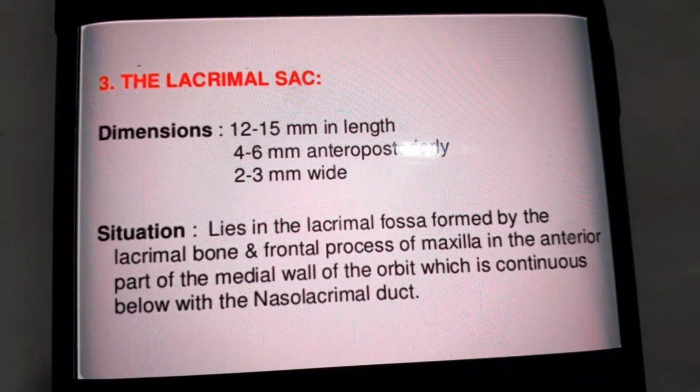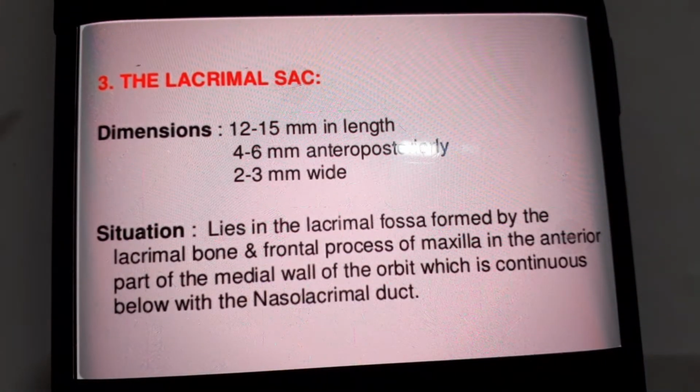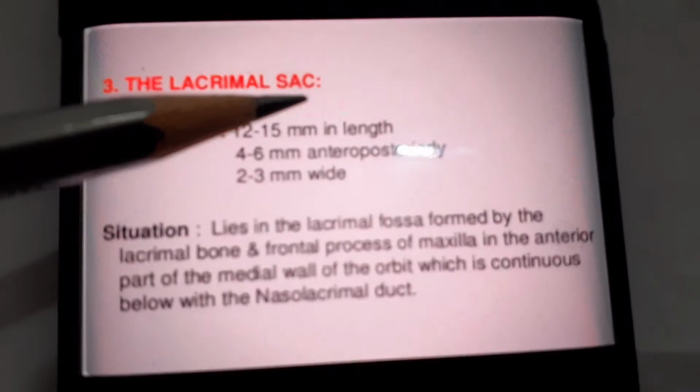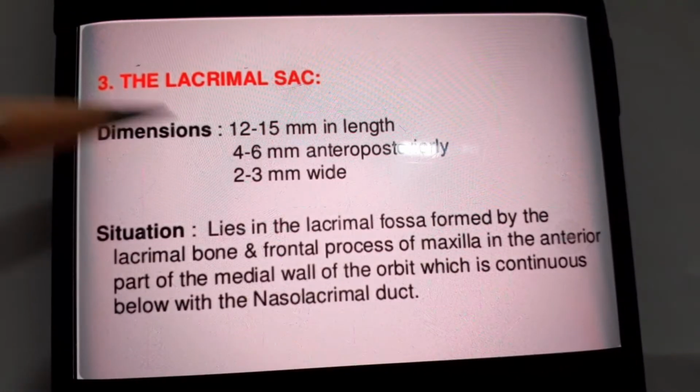So the next component is the lacrimal sac. It is a membranous sac which is about 12 mm long, or you can take a variation of 12 to 15 mm in length, 4 to 6 mm anterior-posteriorly, and 2 to 3 mm wide.